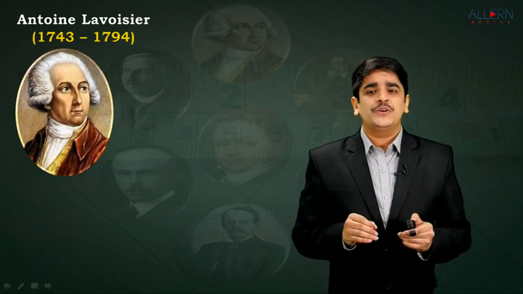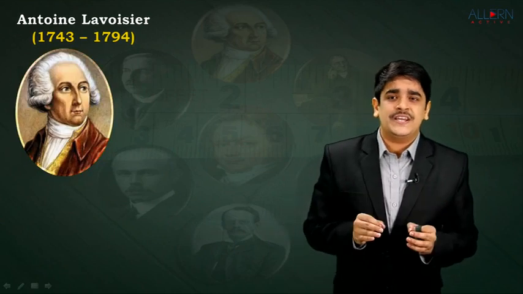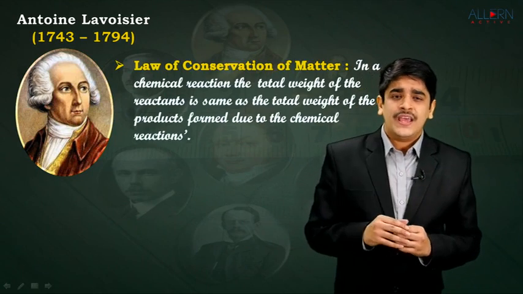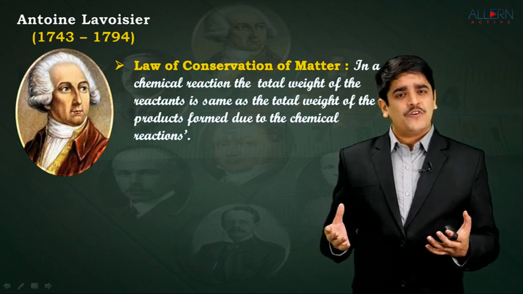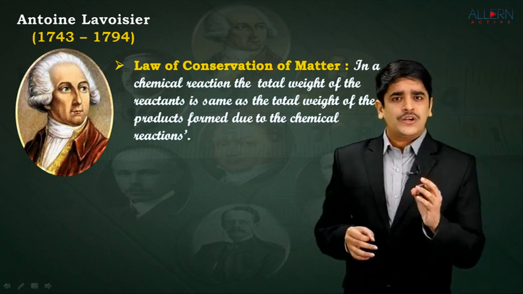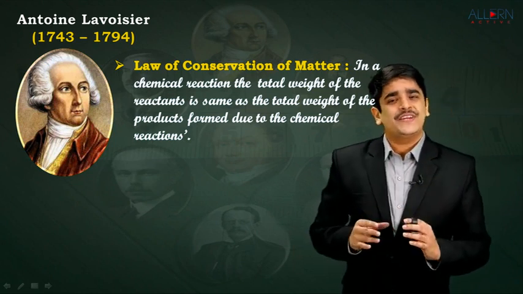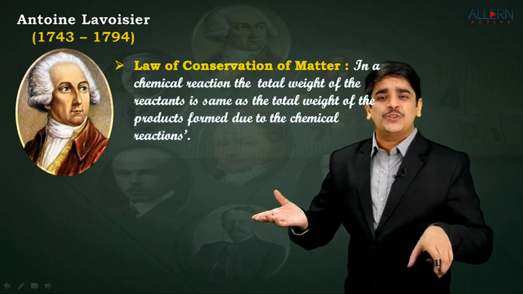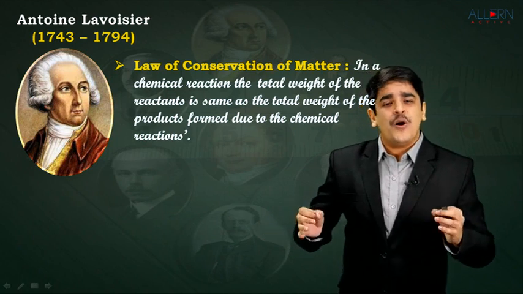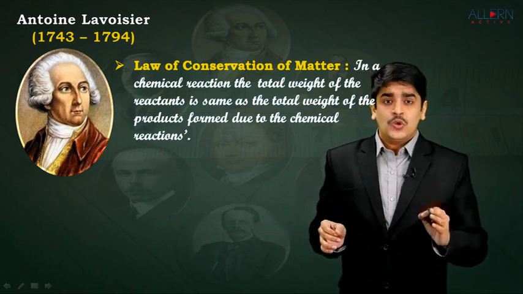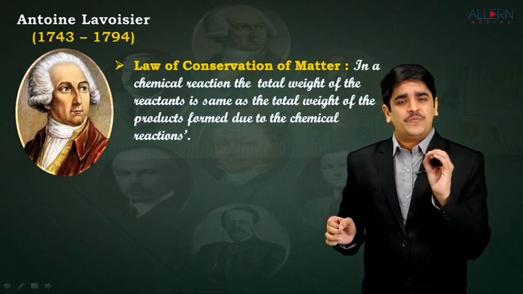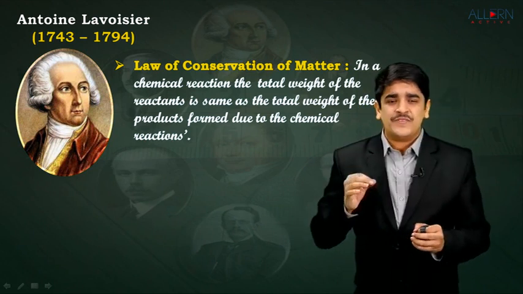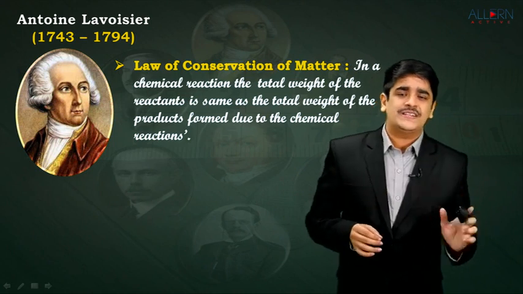And over here, we are going to discuss the first scientist in detail by the name of Antoine Lavoisier. What has happened in his case? He gave us the law of conservation of matter that I was just talking about. What does the law state? In a chemical reaction, the total weight of the reactants is equal to the total weight of the products formed during a chemical reaction. So, whenever a chemical reaction takes place, there are two kinds of substances: reactants towards the left hand side of the arrow, products towards the right hand side of the arrow.